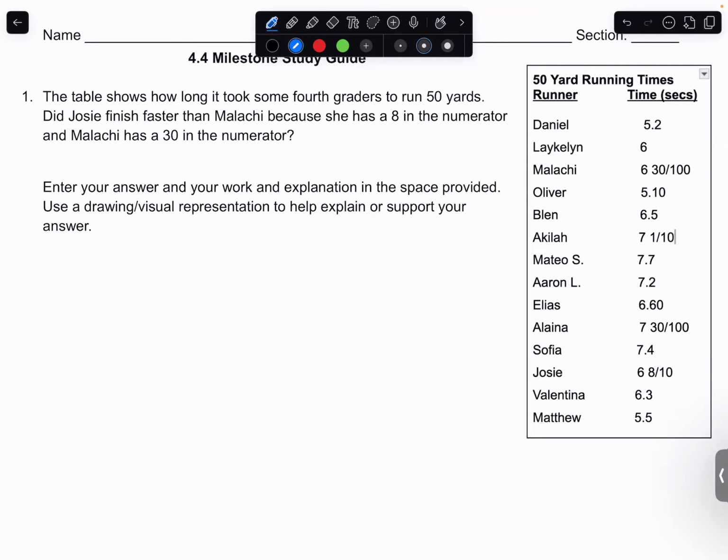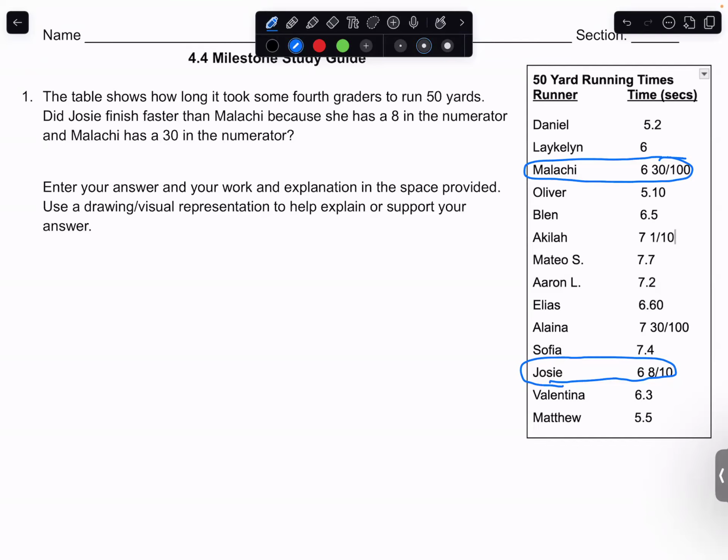So I'm going to go over here in my chart and I'm going to circle Malachi and then Josie. So it looks like Malachi finished 6 and 30 hundredths seconds. Josie finished 6 and 8 tenths of a second. So it looks like they have different numerators, different denominators. What can help us is using a place value chart.